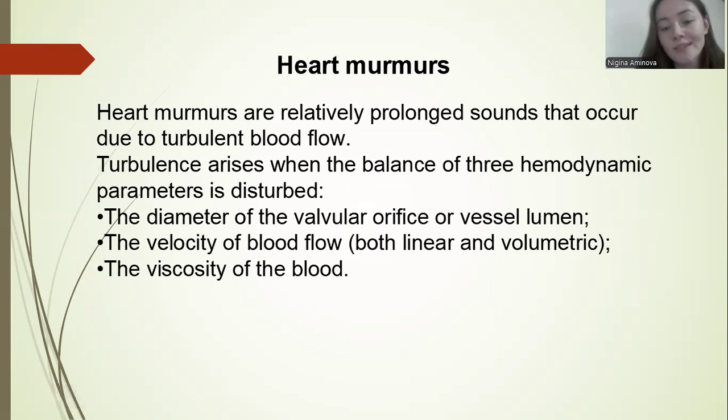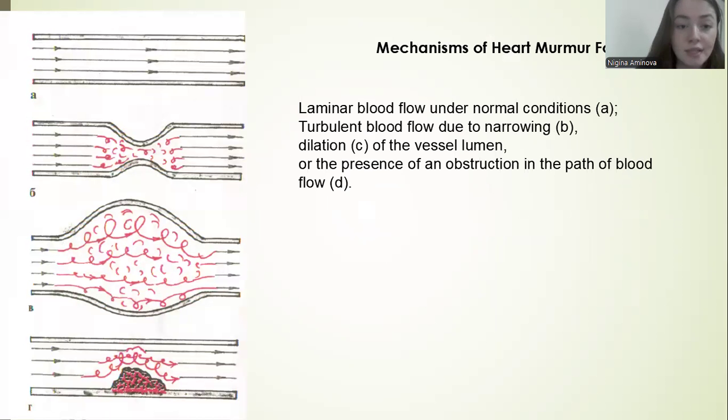Heart murmurs are relatively prolonged sounds that occur due to turbulent blood flow. Turbulence arises when the balance of three hemodynamic parameters is disturbed. Here you can see the mechanisms of heart murmur formation: laminar blood flow under normal condition in picture A, turbulent blood flow due to narrowing in picture B, dilation of the vessel lumen in picture C, and the presence of an obstruction in the path of blood flow in picture D.